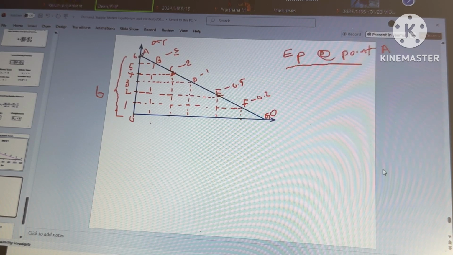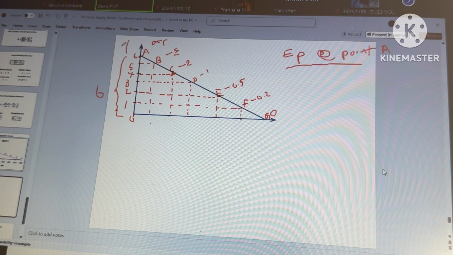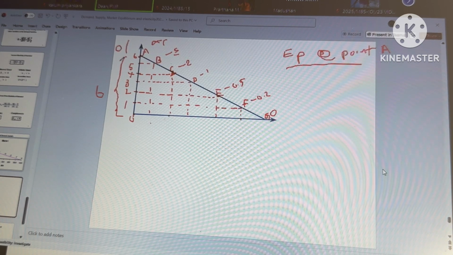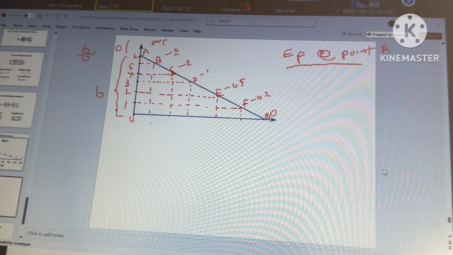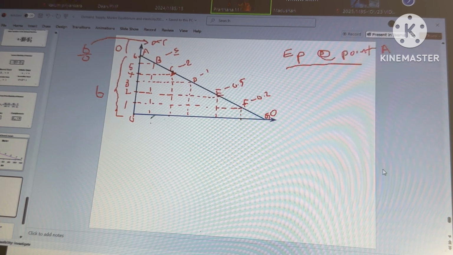A is the maximum point. Upper segment value is 0. Lower segment divided by the upper segment. Lower segment is 6. Upper segment is 0. What is the answer? Again, infinity. Upper segment means above the 6. No value. Right.